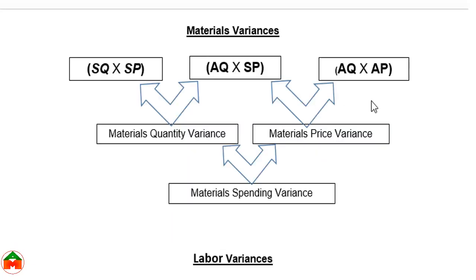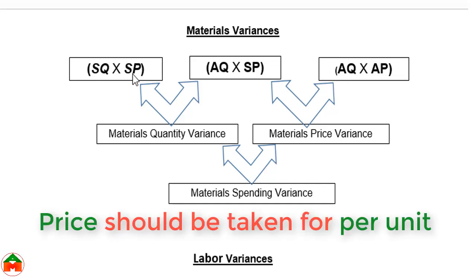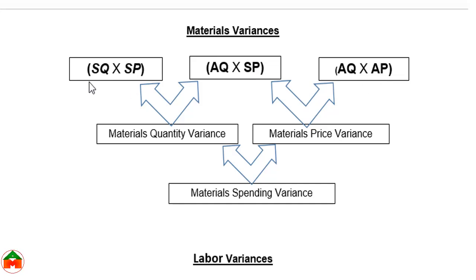Whenever we are taking amounts from the question, we have to keep one important thing in mind: whenever we are taking standard quantity, it is the total amount, and actual quantity is also the total amount. But for price, standard price should be per unit, and actual price per unit. That means whenever we are taking the quantity, it should be the total amount, and whenever we are taking the price, maybe standard price or actual price, the price should be per unit.